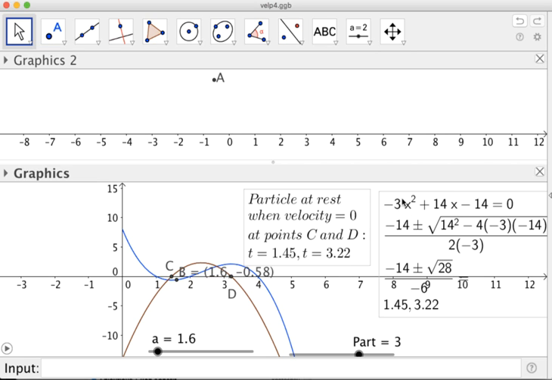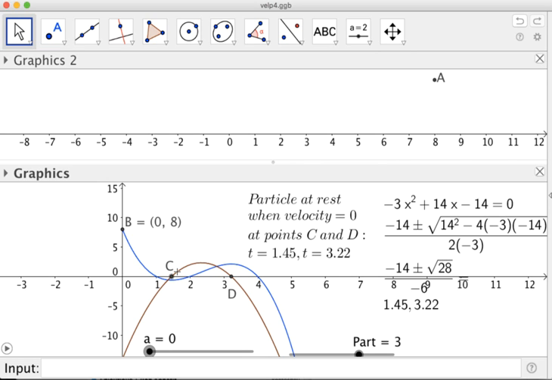We can see that it's at rest at the times t equals 1.45 and t equals 3.22. Those are represented here by a couple of points, C and D, which have x values of 1.45 and 3.22. So that's when our particle is at rest, and that's when it achieves a local minimum or a local maximum, and that's also when our first derivative, or our velocity curve, has values of 0.